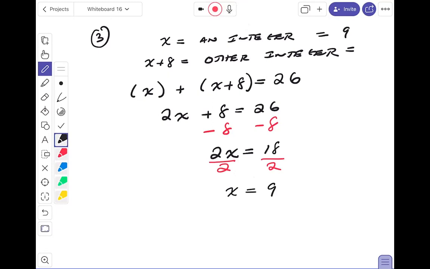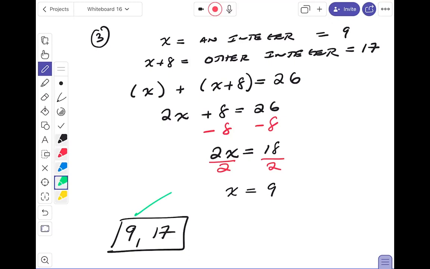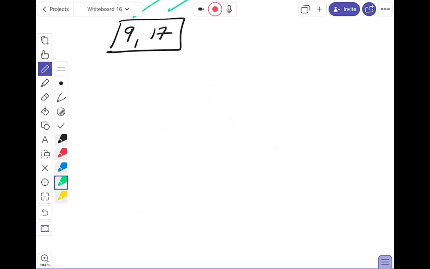And the other one is going to be, well, if x is 9, the other integer would be 9 plus 8, which is 17. Now someone says, what's their question? Their question is find the integers. Well, the integers are 9 and 17. I'm going to put them in a box. And of course, they're integers. Let's see if we got it right, though. Look at the answer key where they say the integers are 9 and 17. I'm feeling good about that. I'll go to number 4 now.